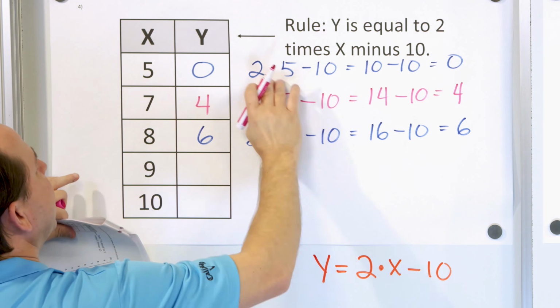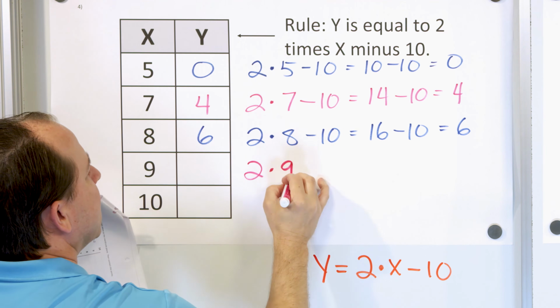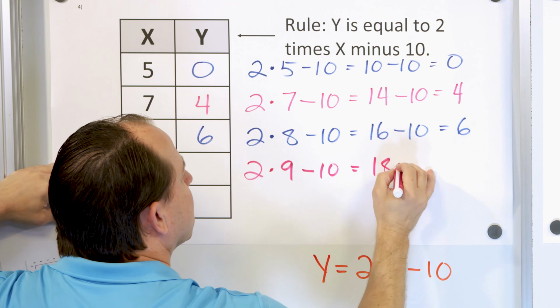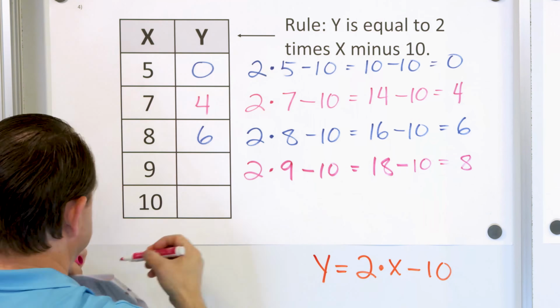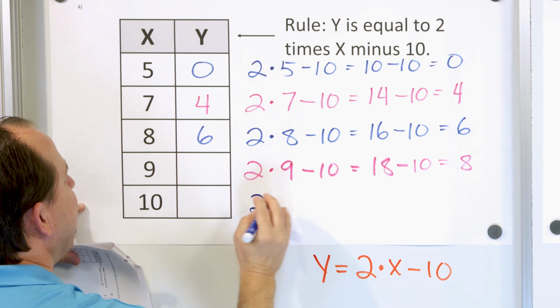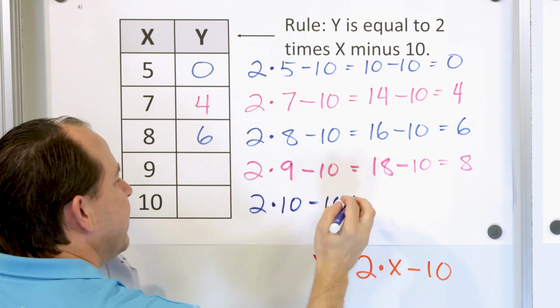The rule is 2 times x minus 10. 2 times x is 9, minus 10. But 2 times 9 is 18. And what do you get? 8. Like this. And then for our final point, the rule is 2 times x minus 10. X is 10, minus 10. What is 2 times 10? That's 20.